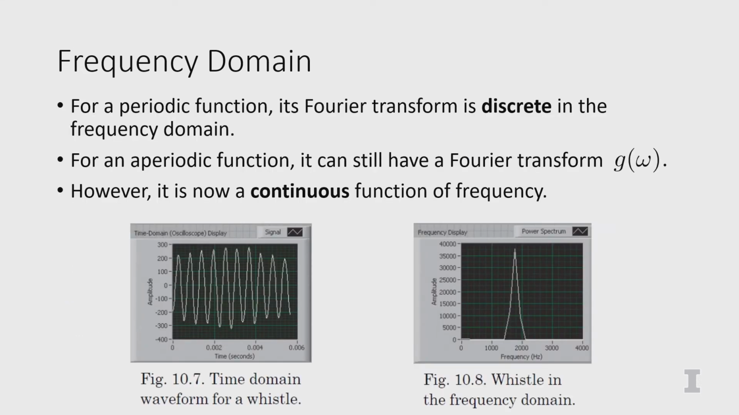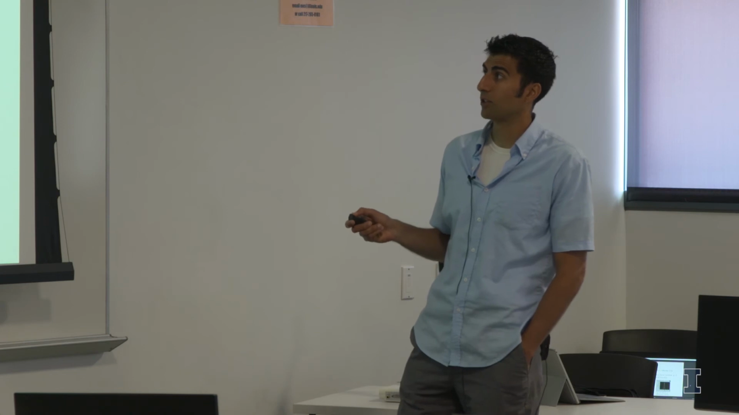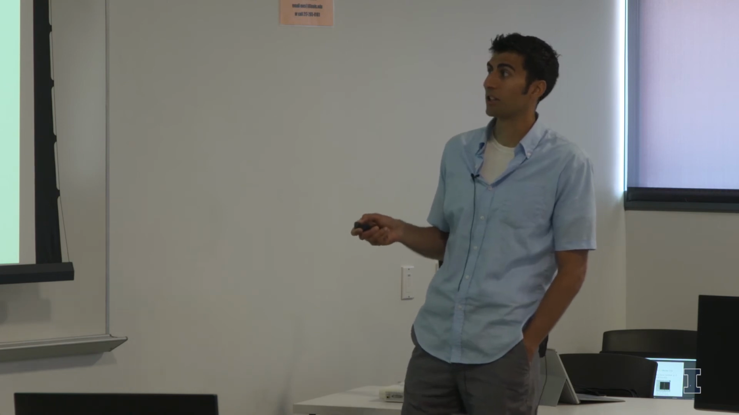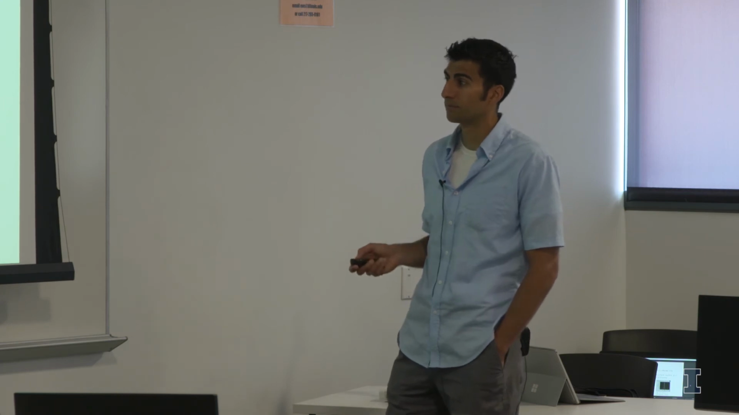However, for aperiodic functions, we can also define a Fourier transform. Right? And it's the same thing. It's just a function of omega. But now this is a continuous function. So for periodic functions, your Fourier transform is discrete. For aperiodic functions, your Fourier transform is a continuous function in frequency.